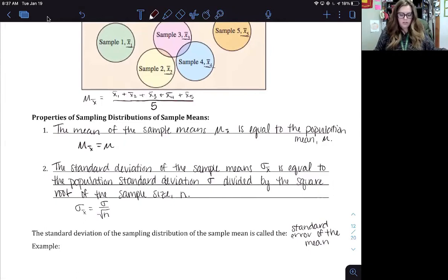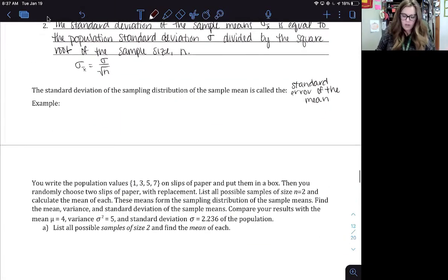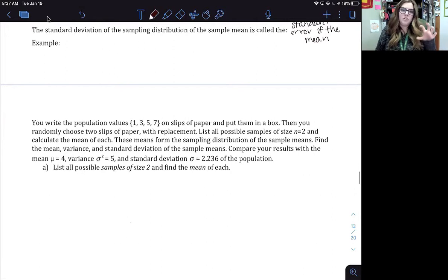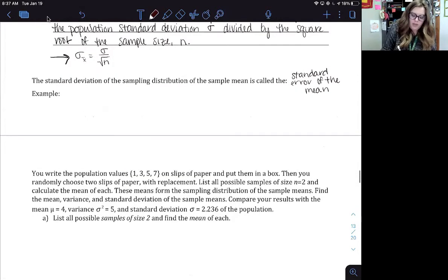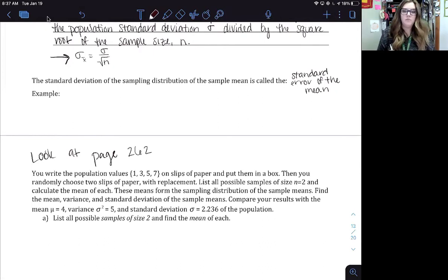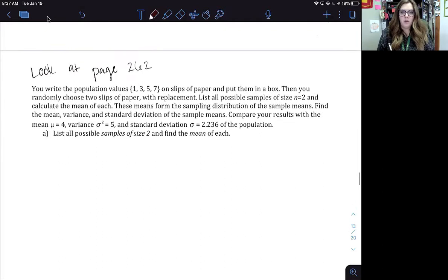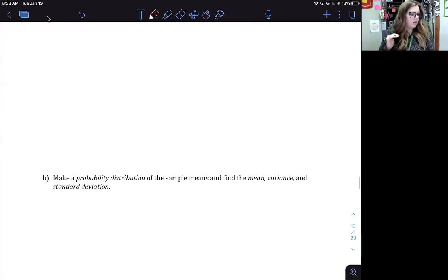Okay. All right, so then we have this example, breaking it down and showing you how and why we can skip doing the actual calculations for the mean of the sample means and the standard deviation of the sample means, and instead show how these formulas work. For time's sake, I'm going to just refer you to look at page 262 in your textbook. So this is all on page 262, and it breaks it down step by step.